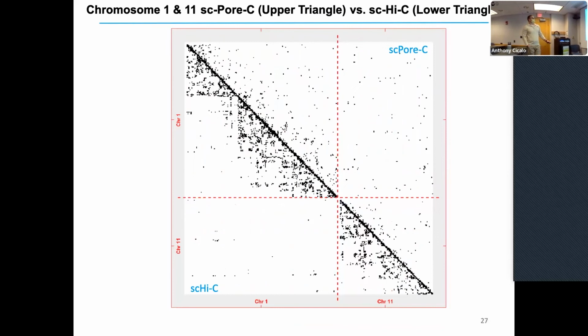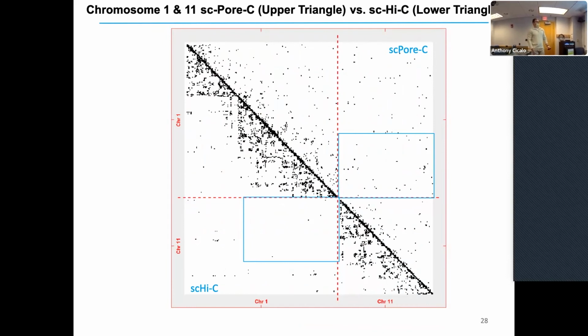This is chromosome 1, this is chromosome 11, and this is binned at 1 MB. What I want to point out is that we are getting more off-diagonal contacts from single cell 4C that you just don't see with single cell Hi-C.